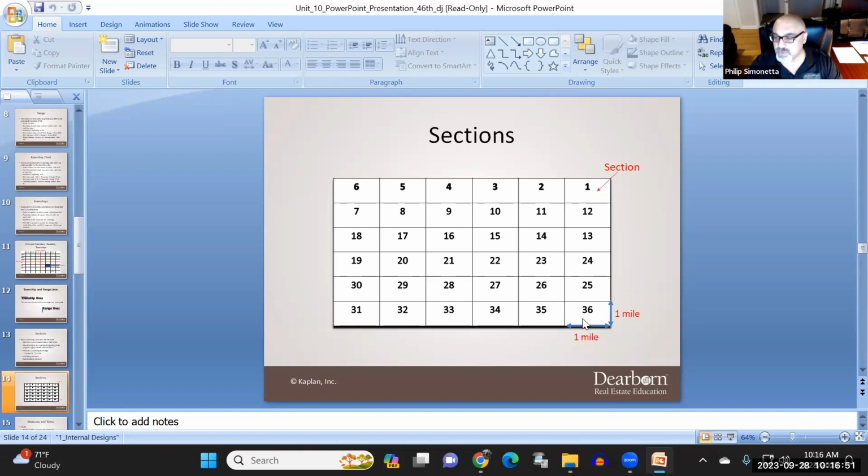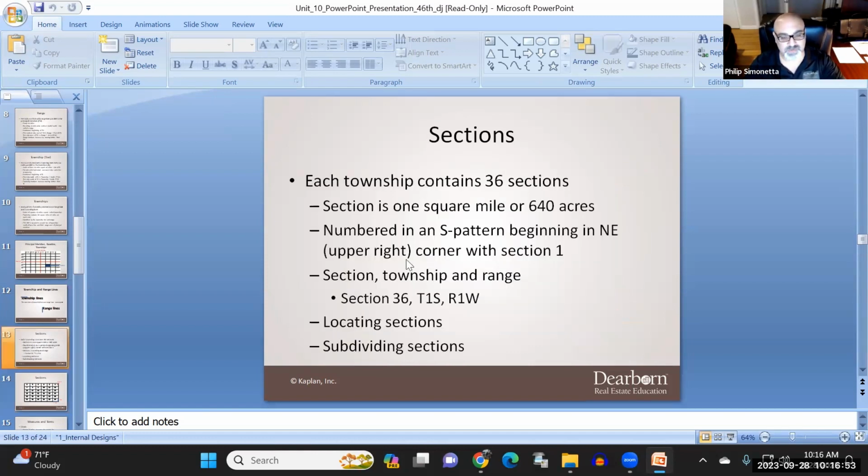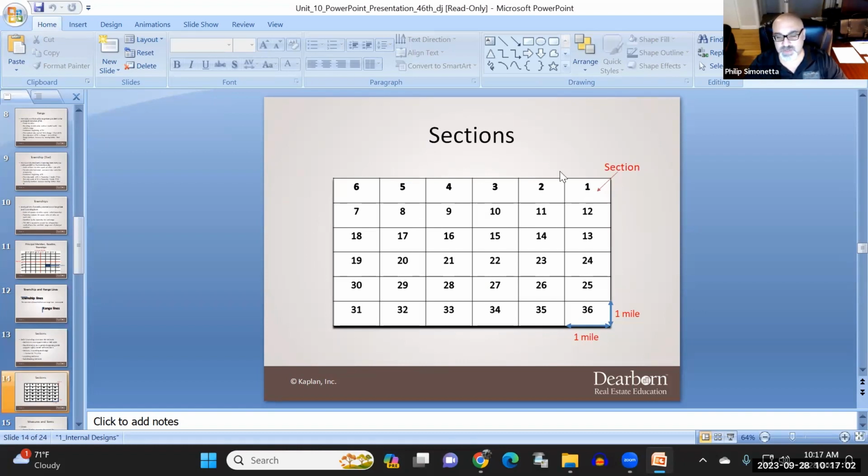If they tell you a property description like that, the first thing you do is find the township and range, and then you go to the section. So if this is T1S R1W, section 36 is right here. So you know that property, you're narrowing it down to where that property is. You see what I'm saying?